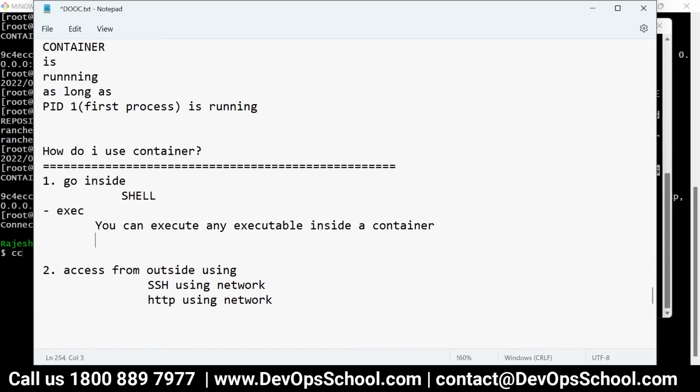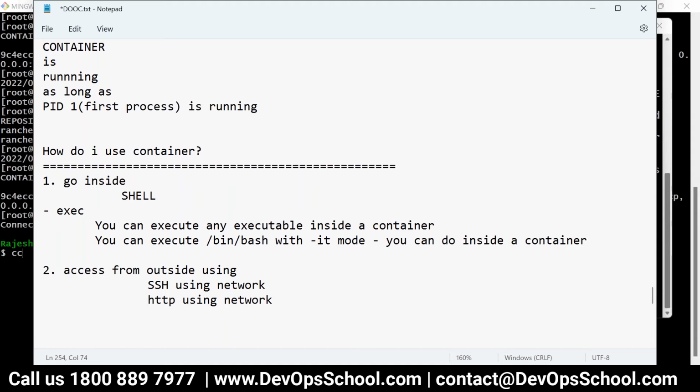So guys, you know what? Remember, you are a human being and you always interact with the system using a shell. You can interact with the system using a shell like bash shell, Korn shell, C shell, different PowerShell. So when you use exec, you can execute bash with interactive mode. You can go inside a container.